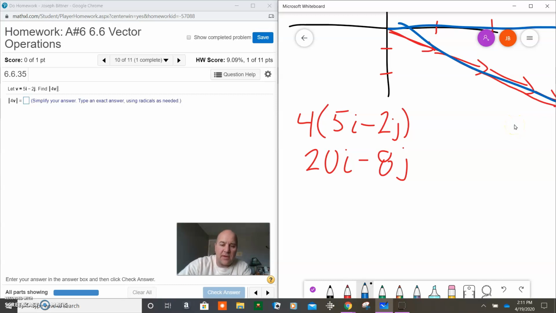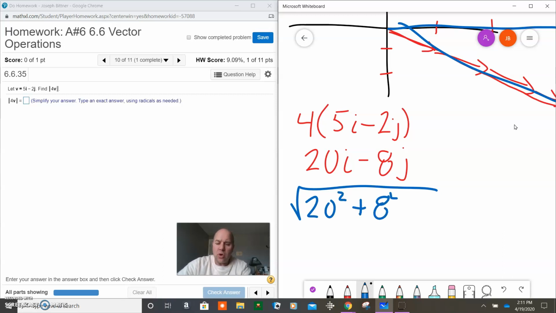Now, whenever I do the magnitude, it's just like doing the Pythagorean theorem. So 20 squared plus 8 squared. Do notice, when I take the 8 squared, I don't write it as -8. Be careful, I see that mistake a lot. I see students writing -8 squared, and your calculator will treat that as -64. Obviously, that's not the answer there. So I'll get 400 plus 64.